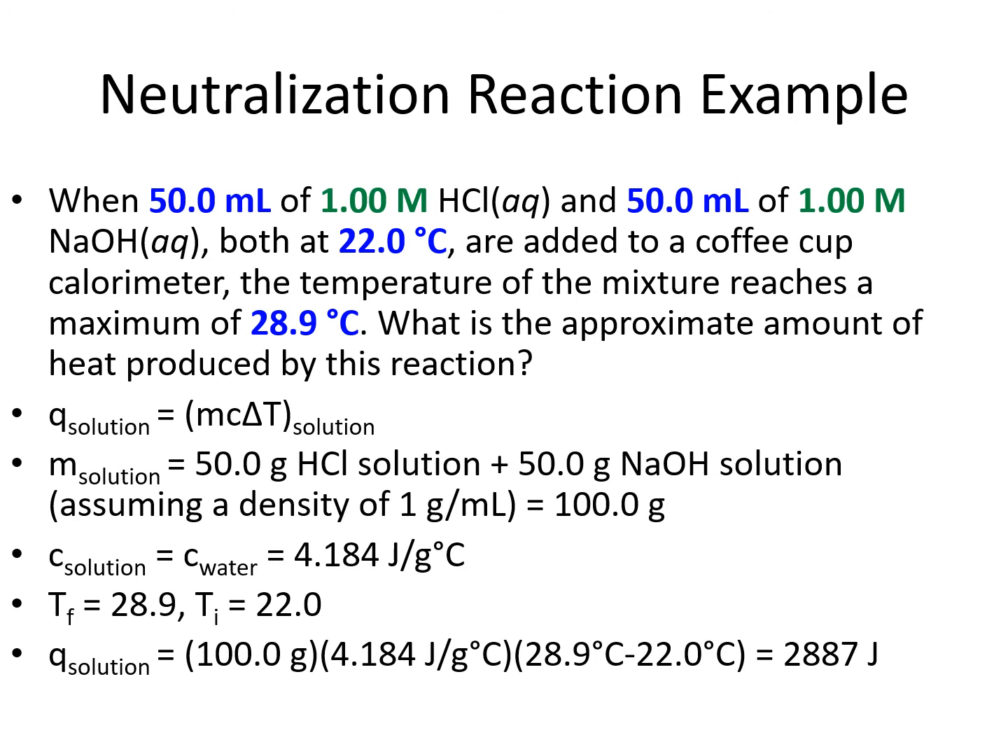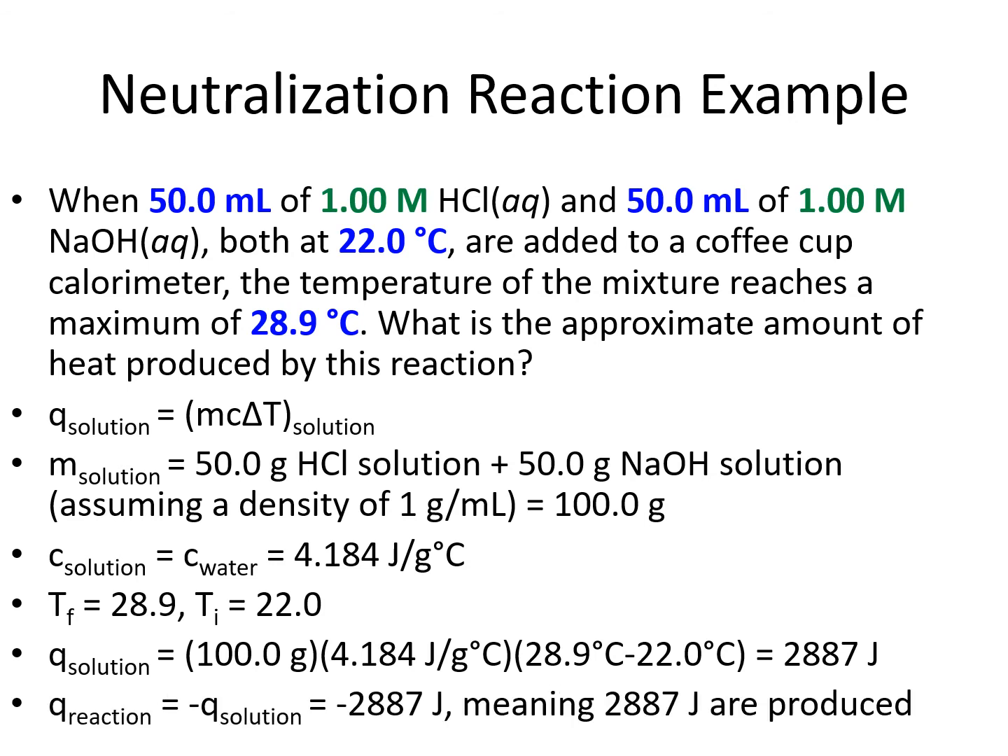2887 joules. Again, the reaction is going to have the opposite sign of the Q of the solution. So the reaction has the negative 2,887 joules. So heat is going out of the reaction. It's going into the solution. So we could say that 2,887 joules are produced by the reaction.